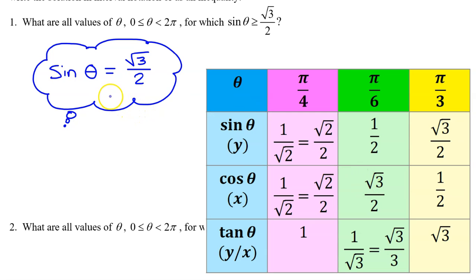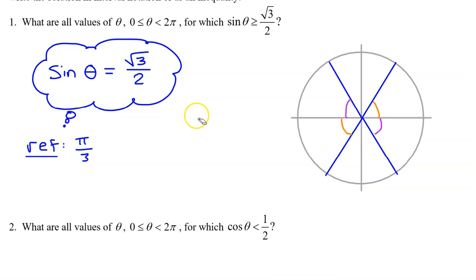We can find the reference angle by asking ourselves the sine of what angle is equal to radical 3 over 2. We have memorized that the sine of pi over 3 is radical 3 over 2. So the reference angle is pi over 3. The reference angle is the angle between the terminal side and the x-axis.